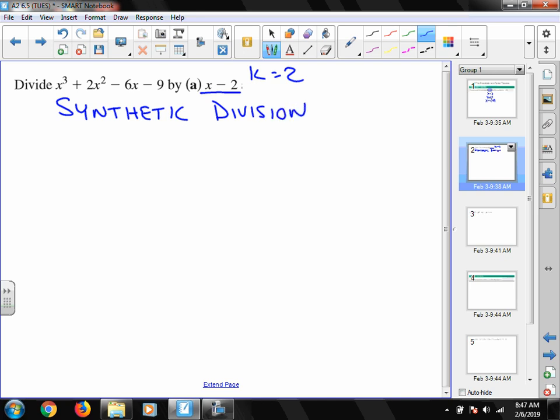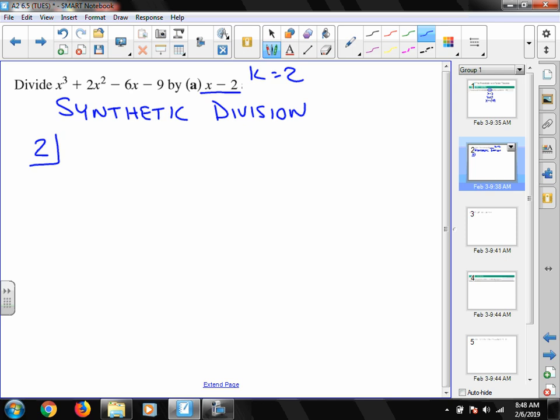Okay, this works a lot better than that long division, but it has to be in the setup of x minus some number, in this case, x minus 2. If you're wondering where you've heard synthetic in this class before, yes, it is going to be the exact same process as synthetic substitution that you just had a test on Wednesday. Our k value is going to go up into the box, up into the corner. We list all of our coefficients.